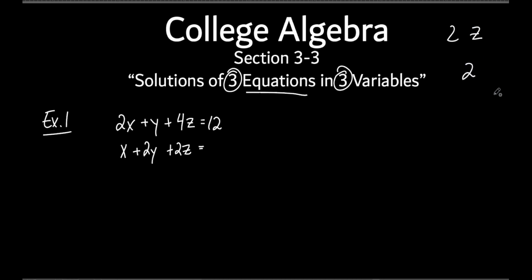Sometimes I do it like that. Sometimes I get sloppy and do it like that. All right, enough of that. That's 2z equals 9.